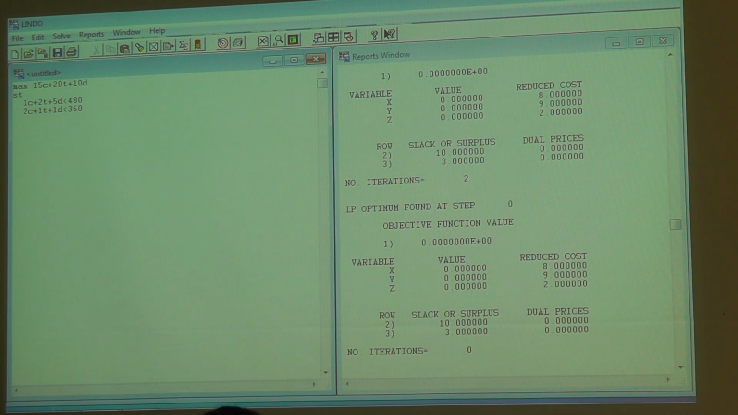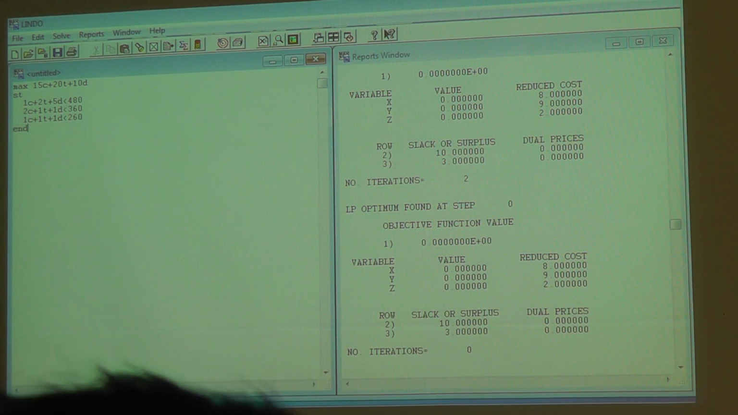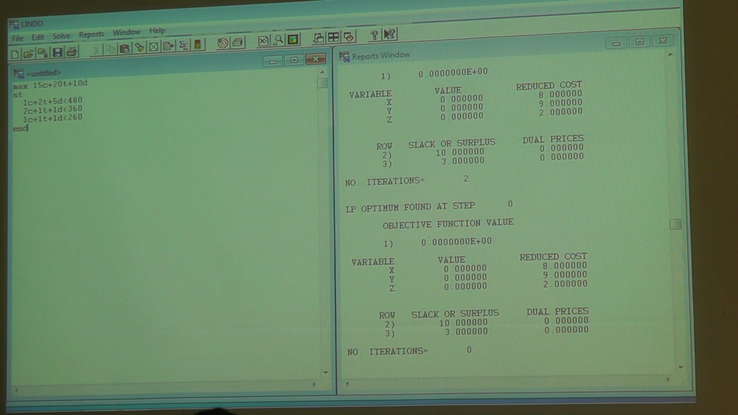I also use 1 unit of labor for each chair, 1 unit of labor for each table, and 1 unit of labor for each door. And I want to use at most 260 of those. And finally, this is the end of my constraint, so I type n. So this is my problem.